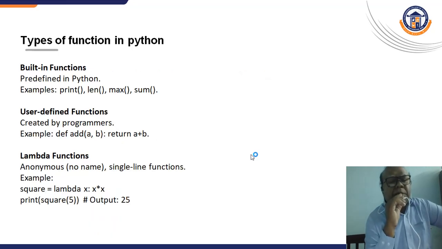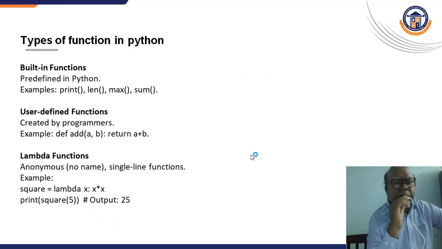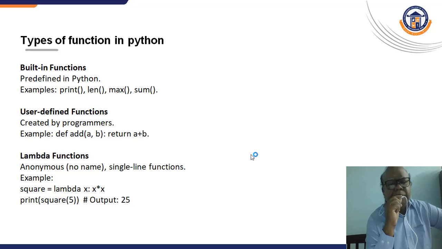Types of function in Python: built-in functions, predefined in Python. For example, you can see print, len, max, sum. So you can find the length of the string, the maximum element, the sum of elements, like that. Similarly, user defined functions are created by the programmers. The previous example you have seen is similar to that.